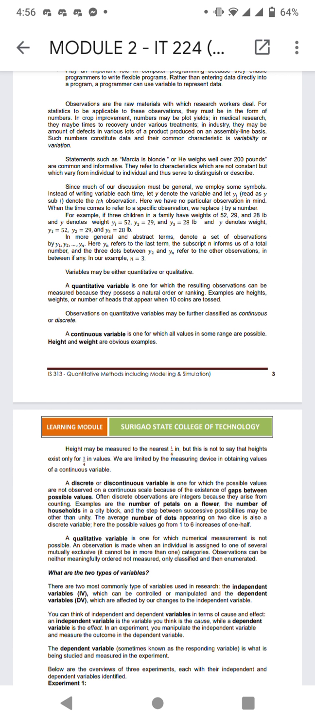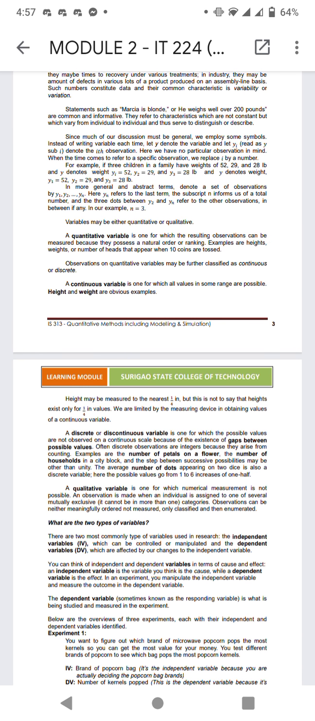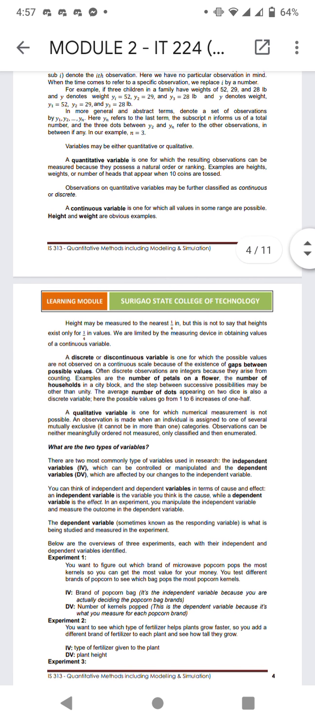Observations on quantitative variables may be further classified as continuous or discrete, or what we have learned earlier about continuous or discrete. This is still a continuation of quantitative variables. So a continuous variable is one for which all values in some range are possible. Height and weight are obvious examples. Height may be measured to the nearest one-fourth inch, but this is not to say that heights exist only for one-fourth inch values. We are limited by the measuring device in obtaining values of a continuous variable.